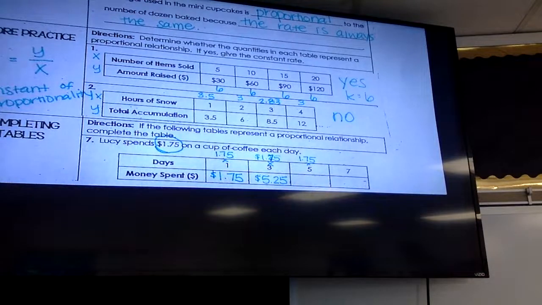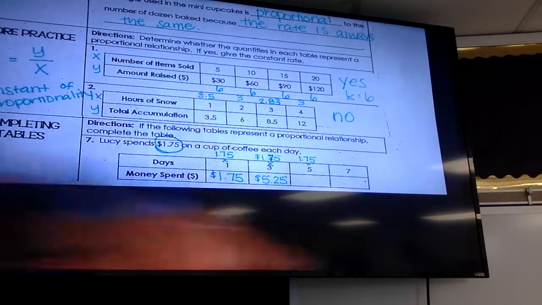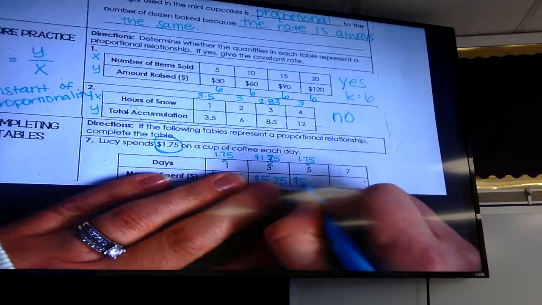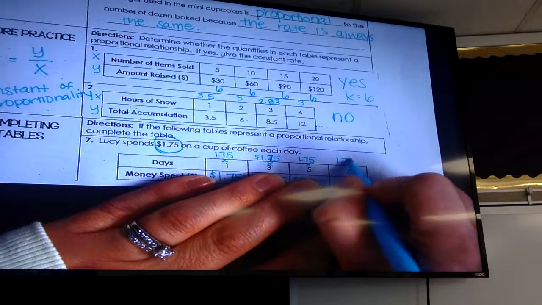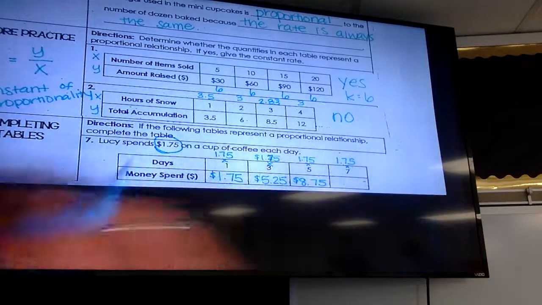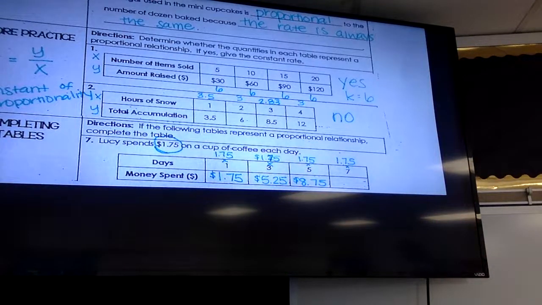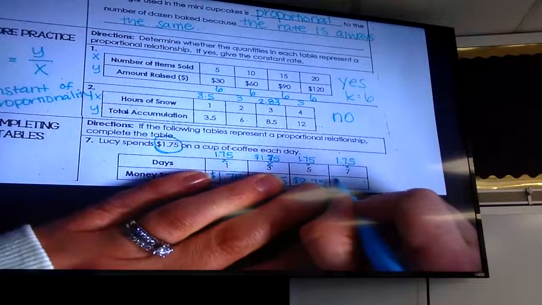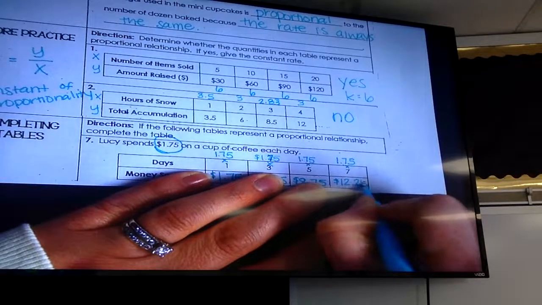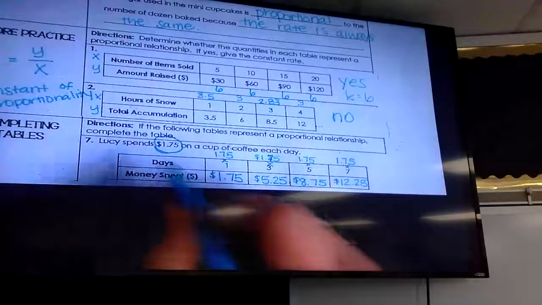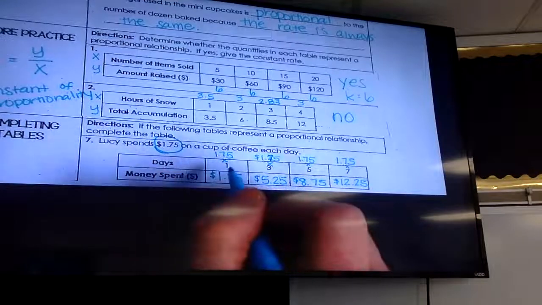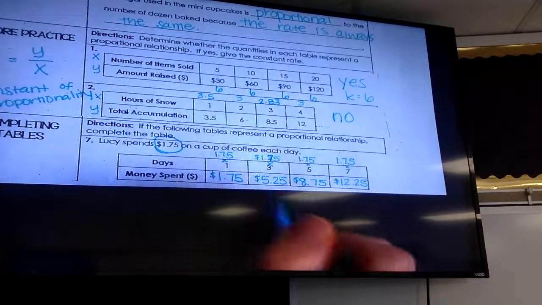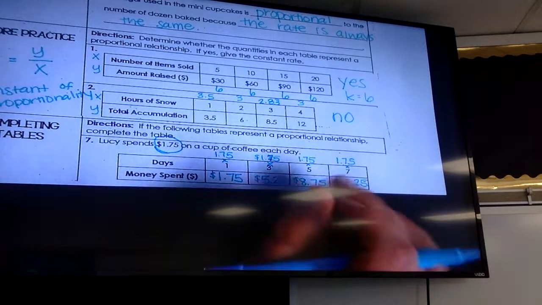If she buys that coffee every day for 5 days, how much is she going to spend in total? She's going to spend $8.75. And then I do it one more time. $1.75 times 7. If she bought that cup of coffee every day for 7 days, I find out that she spends $12.25 a week on coffee. So that's how a table would work. If you're given the constant of proportionality, we just plug it in with the other number and multiply them together.